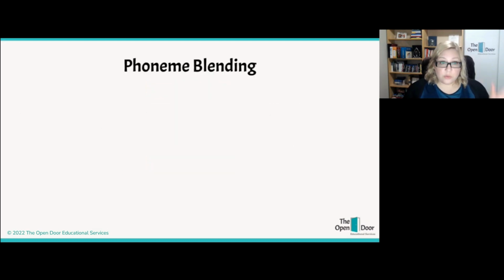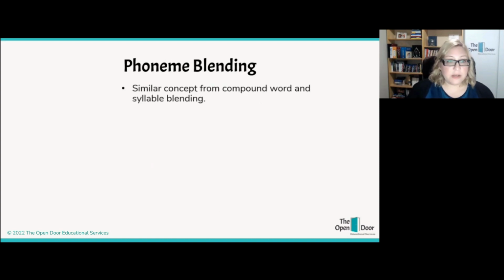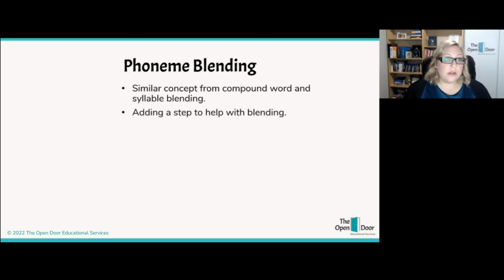So now we're ready to get back into our phonemes again. So phoneme blending. So with the activities for phoneme blending, it's a very, very similar concept as your compound word and your syllable blending. But because phonemes are more challenging, we're going to be adding in an extra step while you're teaching that skill. So say that you're using the students with the cards. Say that our word is at.